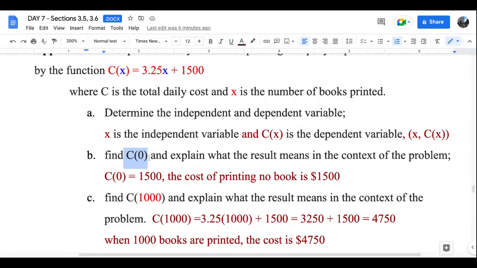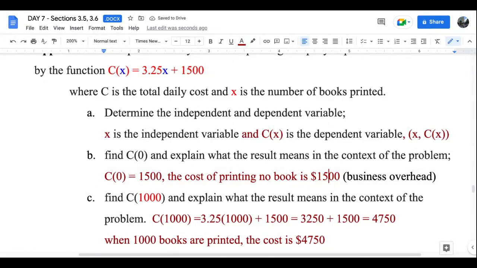B, find the C of 0. Well, that's easy. Just plug in 0 for x, right? C of 0, well, 3.25 times 0 will be 0. This is 1500. So this is the overhead of printing any book. So the cost of printing no book is 1500. I usually call this business overhead. Maybe you have to rent a place, you buy the machine, stuff like that.